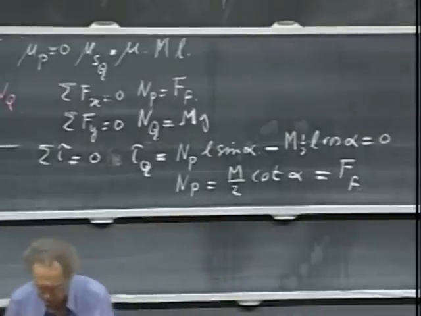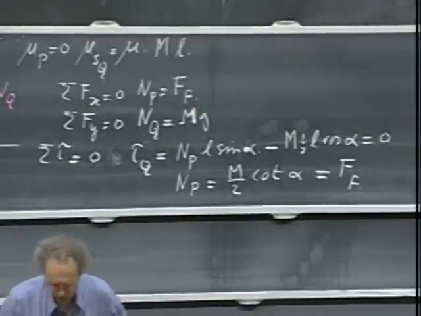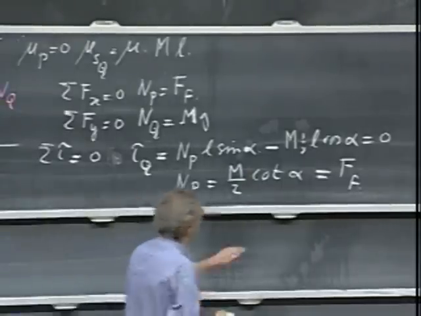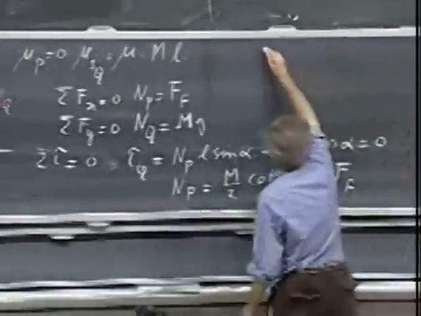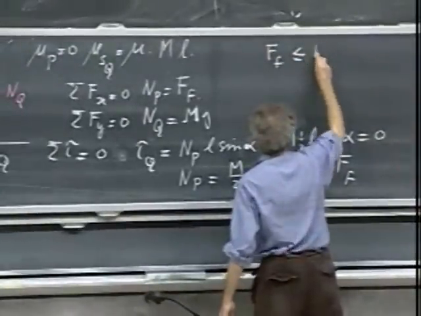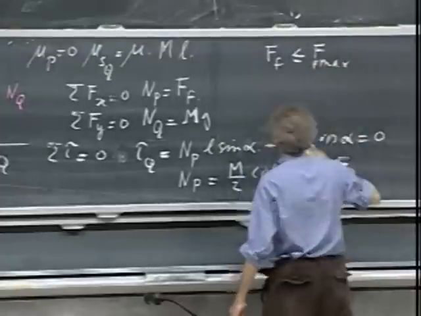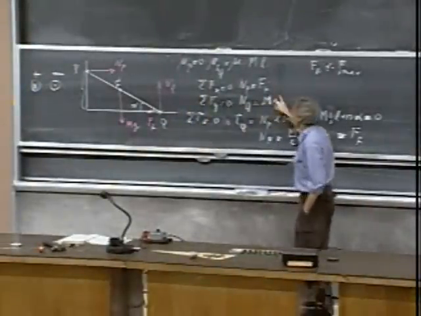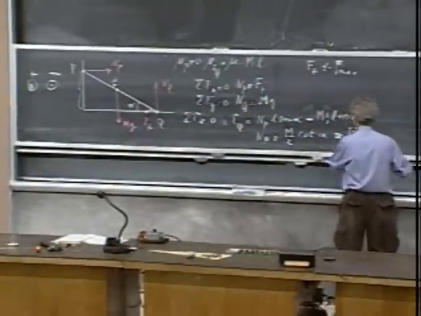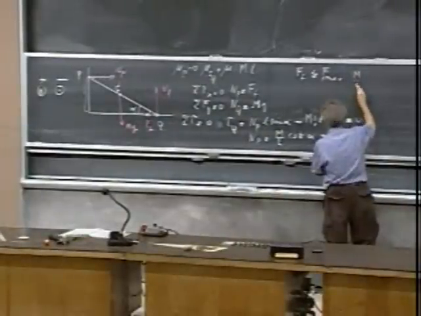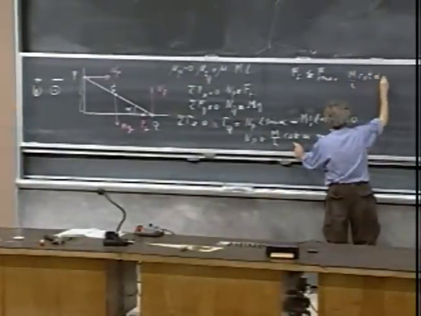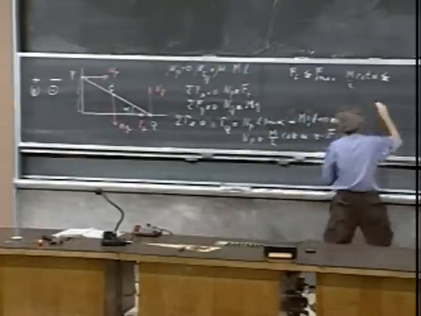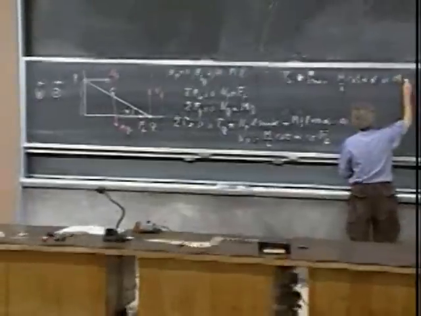So I know what the frictional force is, given by this result. Now, I don't want this ladder to slide. So I have a requirement that the frictional force must be less than or equal to the maximum frictional force possible. And the maximum frictional force at this point Q is mu times the normal force. So my requirement now is that N over 2 times the cotangent of alpha must be less than or equal to mg times mu. Mu times mg.